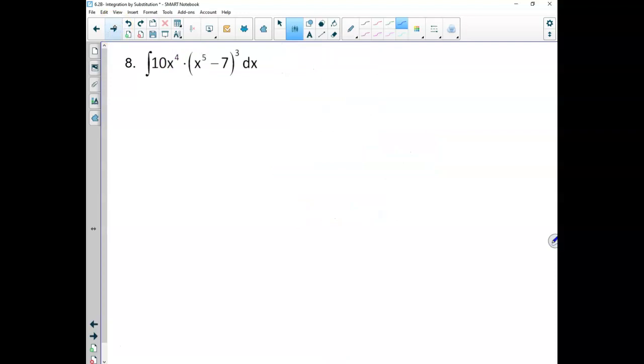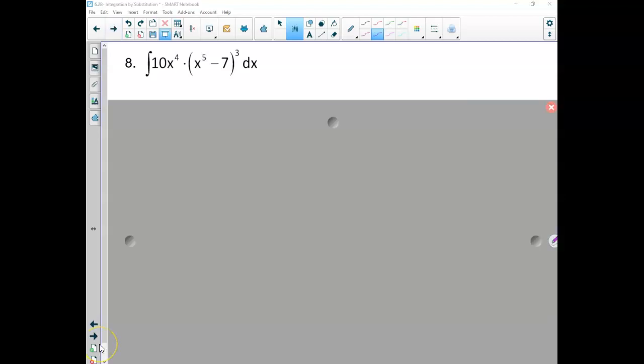So number 8, I'm going to hit pause, and I'd like to see you come up with this. This is exactly like the problem before. Give it a shot. All right, now I said this one's exactly like before. And typically, we want to let u equal the innermost function. Typically, the innermost function.